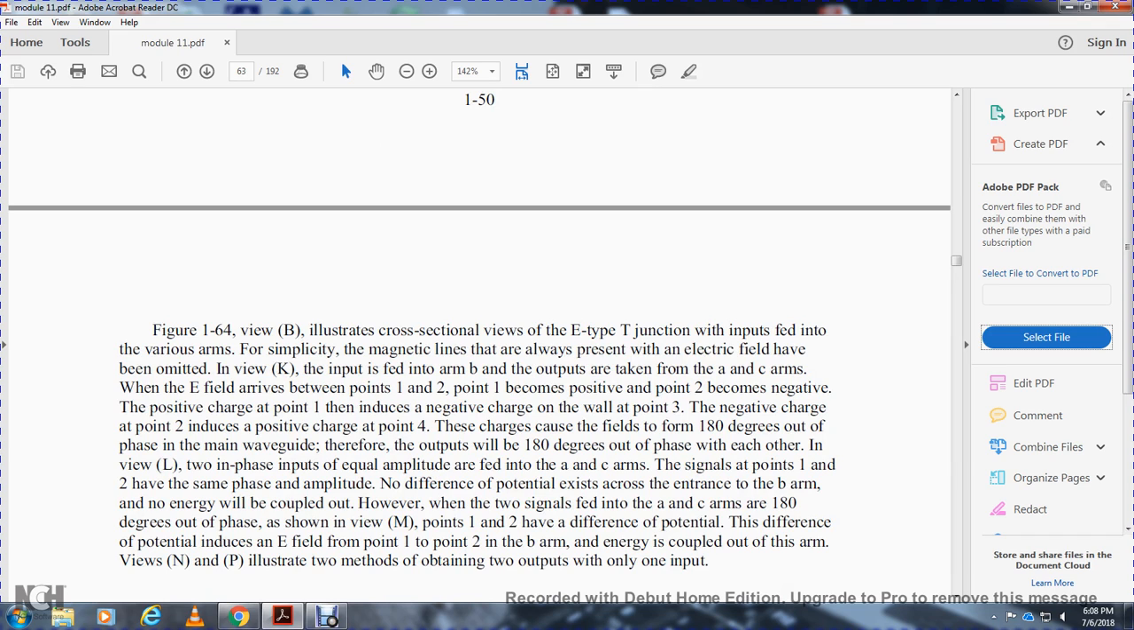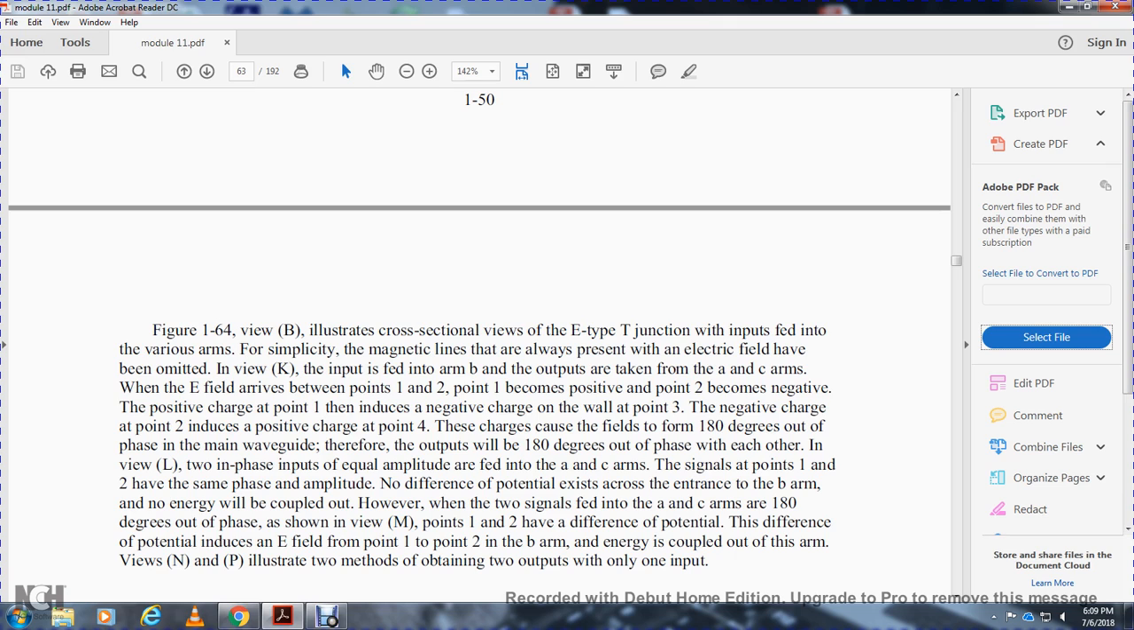Figure 164, view B illustrates the cross-sectional view of the E-type, or electric type, T-junction with the signal fed into the various arms. For simplicity, the magnetic lines that are also present with the electric field have been omitted. In view K, the input is fed into arm B and the output is taken from the A and C arms. The electric field arrives at the point between points 1 and 2. Point 1 becomes positive, point 2 becomes negative. The positive charge at point 1 induces a negative charge on the wall at point 3, and the negative charge at point 2 induces a positive charge at point 4.